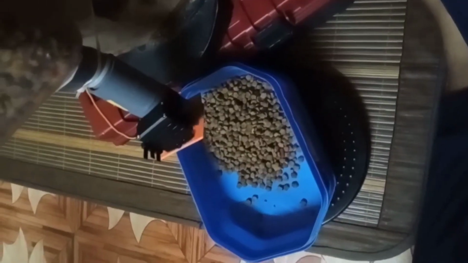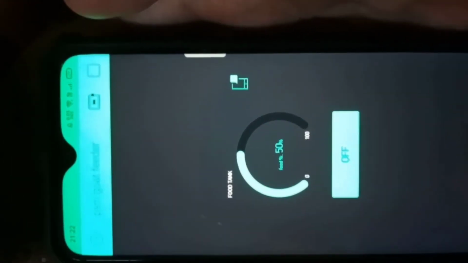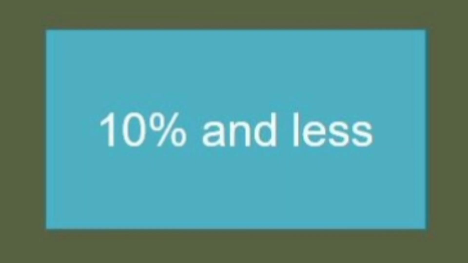So the motor is turned on and then the food will flow into the tray. Okay, so now let's check the amount of food that we have. Now it's 50. The food is less inside the tank and there is a lot of food inside the tray. So let's see how much food we have using the Blink app.